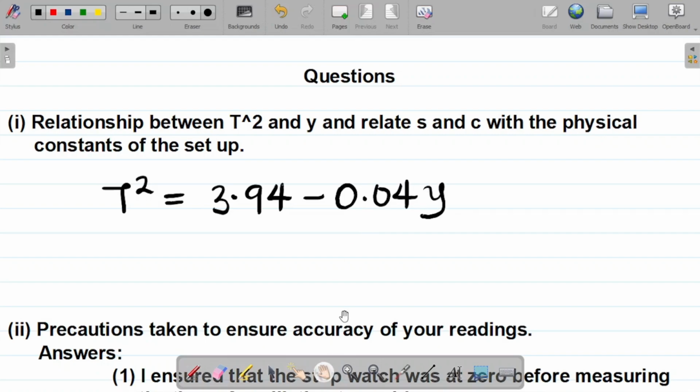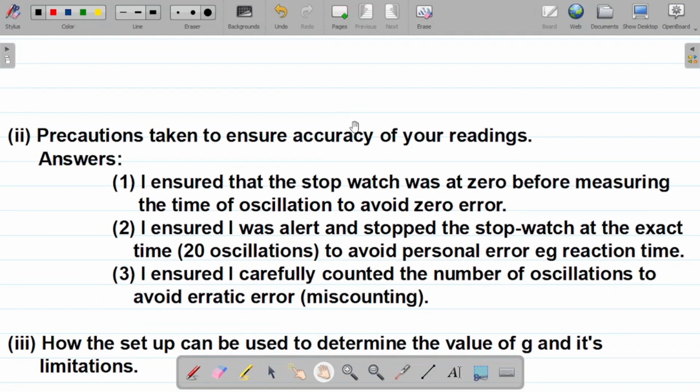All right, the precautions we took to ascertain accurate results. We said II, precautions taken to ensure accuracy of your readings. The answer is number one, I ensured that the stopwatch was at 0 before measuring the time of oscillation to avoid zero error. Number two, I ensured I was alert and stopped the stopwatch at the exact time, that's after 20 oscillations, to avoid personal error, example reaction time.